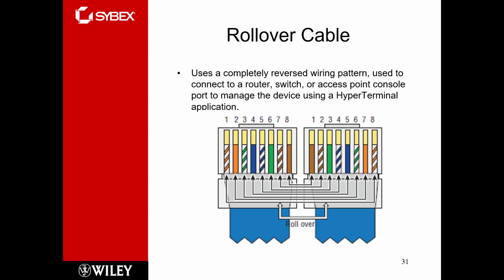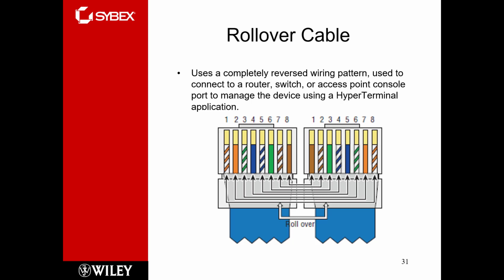A third cable type is known as a rollover. And a rollover is literally all of the pins just flipped. So pin 1 goes to pin 8, pin 2 goes to pin 7, and so forth. All of the pins are flopped. And this is normally used for configuring devices.